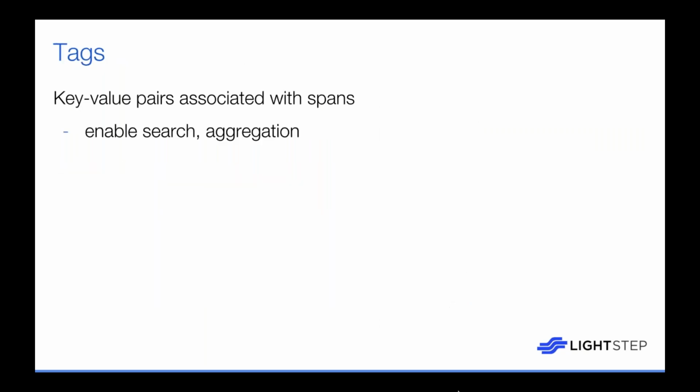The second kind of metadata I want to talk about is tags. Tags are just key value pairs associated with spans. You could call them labels, but within OpenTracing they're usually called tags. These are things that enable search among these traces or spans, and they enable different kinds of aggregation. To give you some examples, it might be something like a status code. It might be something as simple as telling you whether or not an error occurred.